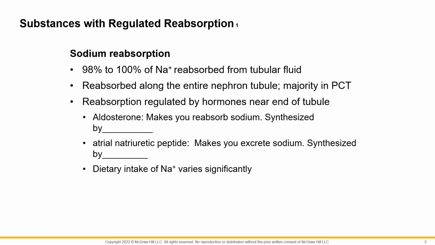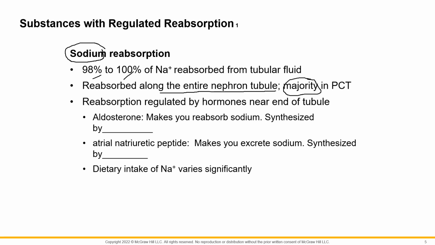The next substance we're going to look at is actually sodium. So sodium is reabsorbed at various places within the nephron tubules. So about 98 to 100% of sodium is reabsorbed from the tubular fluid, aka filtrate, off into the blood. So it happens along the entire length of the nephron tubule. So it happens in the proximal convoluted tubule, in the loop of Henle, as well as the distal convoluted tubule. But the majority of it happens in the proximal.